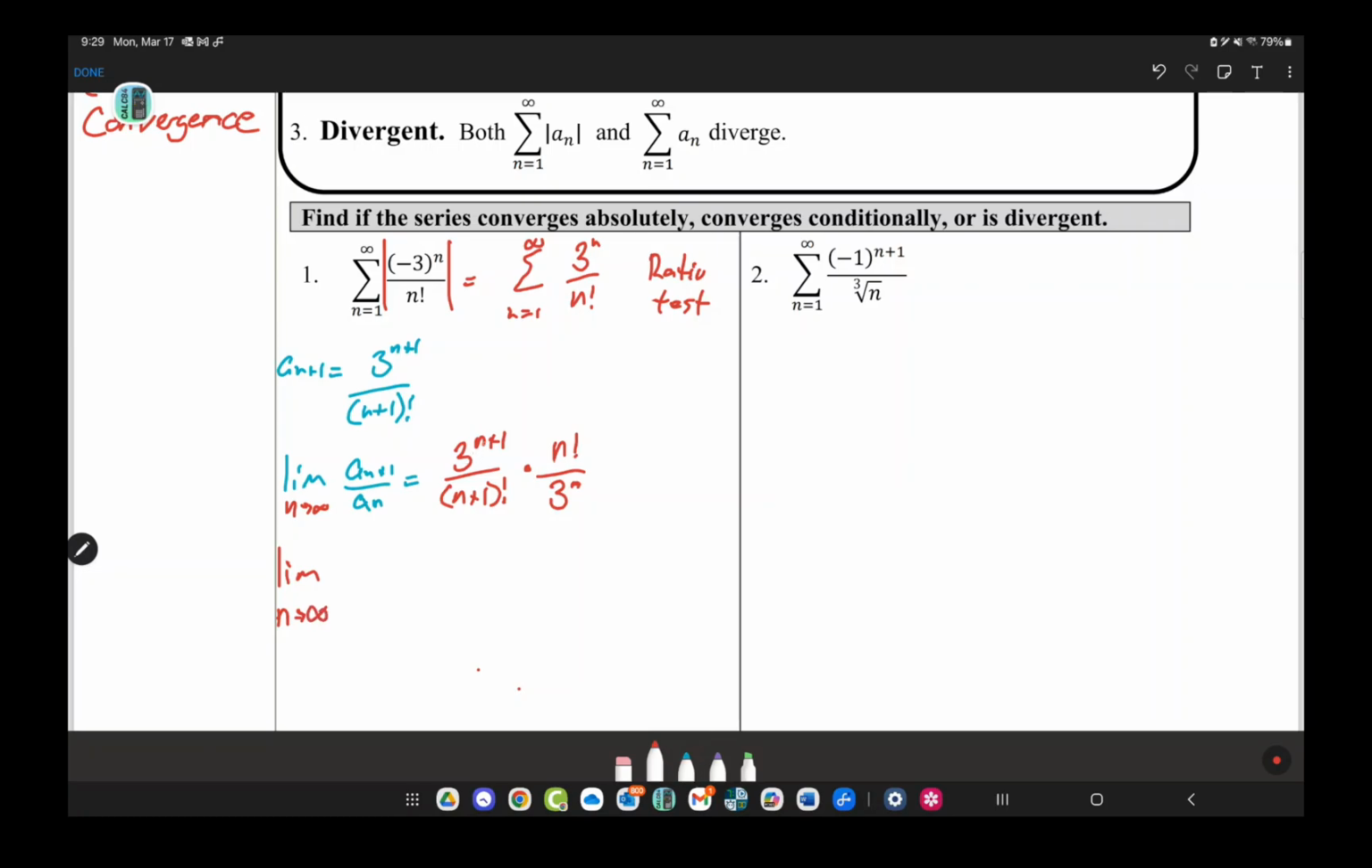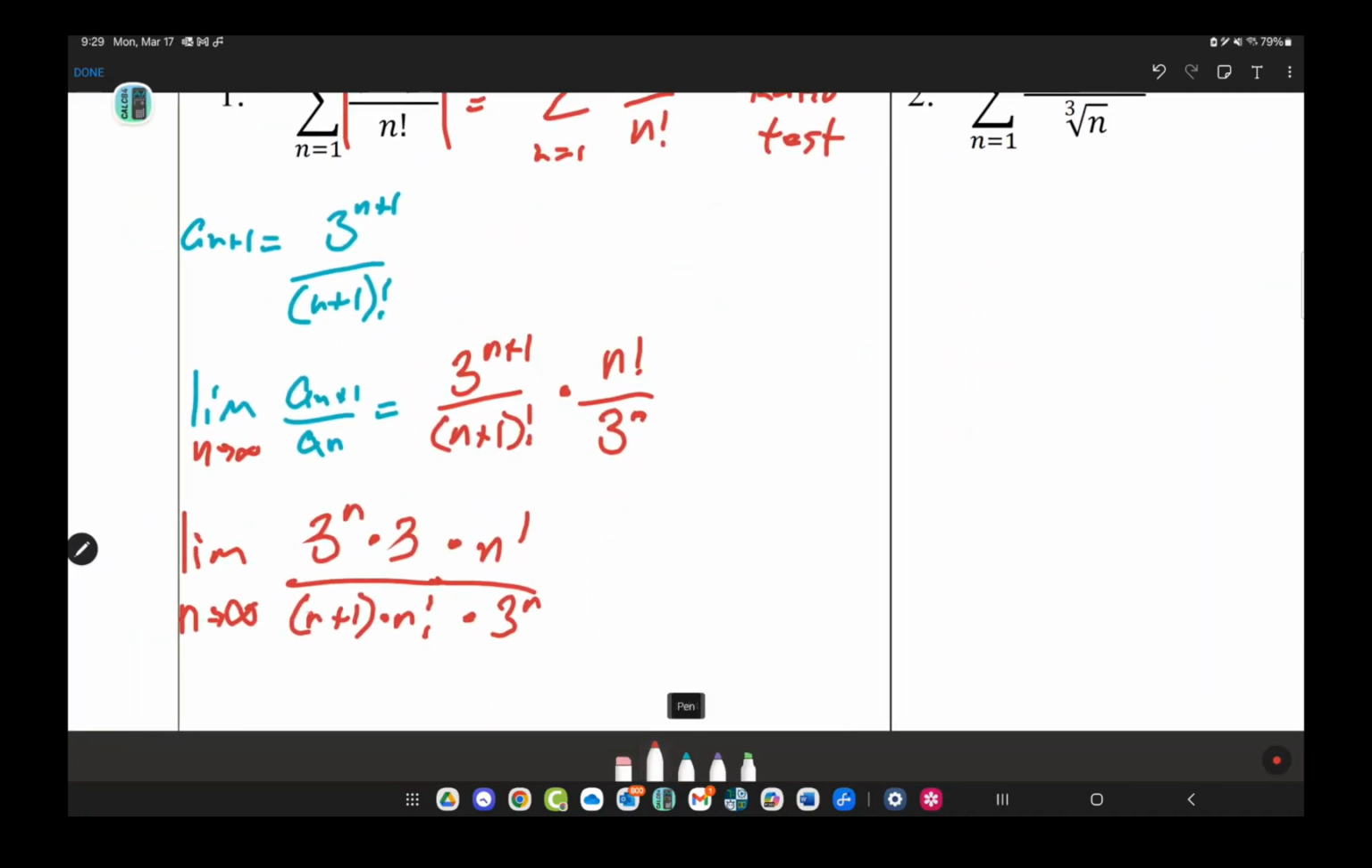Now, 3^(n+1) can be written as 3^n times 3, right? Times n factorial at our numerator. At the denominator, (n+1) factorial is n+1 times n factorial. What is that? Is that n factorial on top? Yeah.